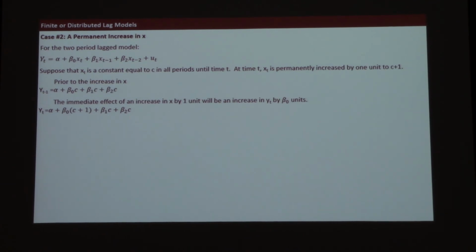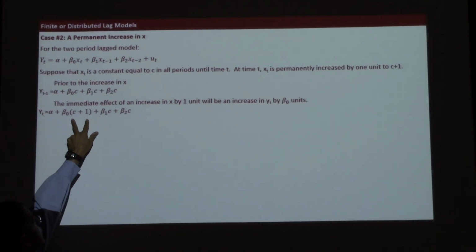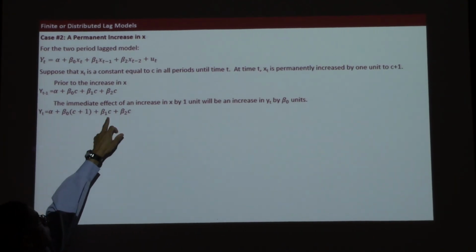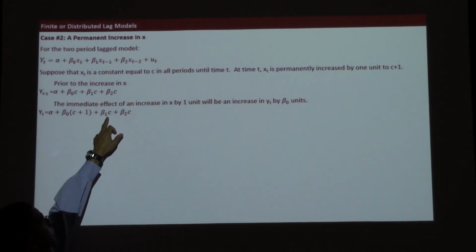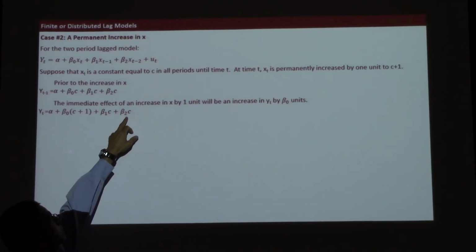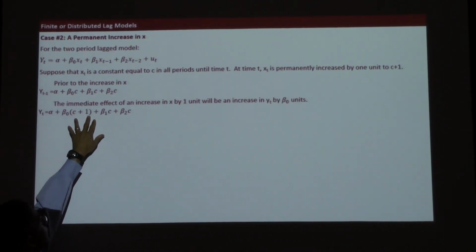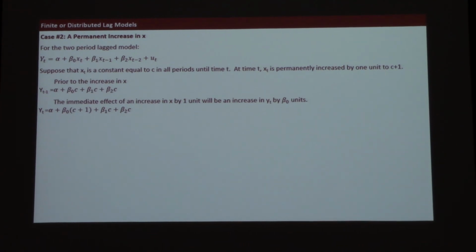So we increased advertising. Beta 0 measures the effect of the immediate increase in advertising. Remember, beta 1 is the lagged effect, but we didn't change it a period ago, so this is still C. And we hadn't changed it 2 periods ago, so this is still C. So the immediate effect is here. This beta 1 and 2 represent the effect of the old levels of advertising 1 and 2 periods prior. And that's a mouthful.